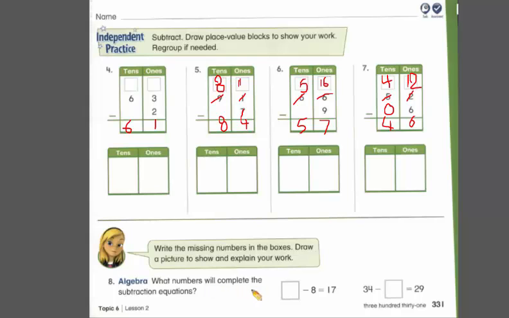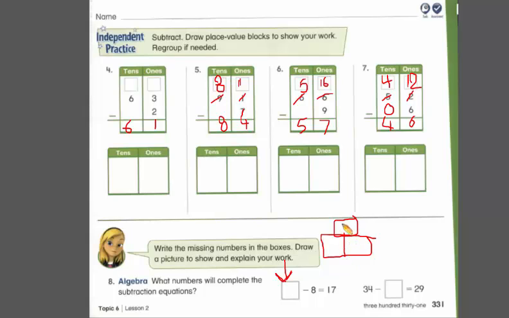What numbers will complete the subtraction equation? I told you before, first of all, you will draw the model. We know in subtraction, we will put the whole. I have the two parts, but the whole is missing. So what will you do? I will add part 1 plus part 2 to get the whole. In subtraction, I start with the whole. Or you can draw the bar model.